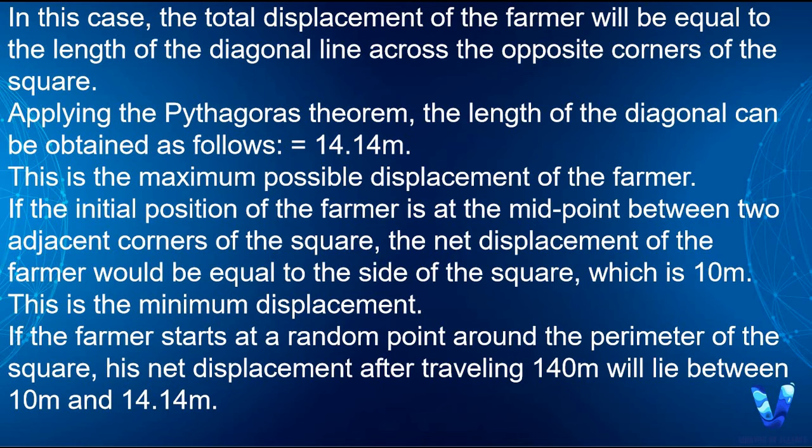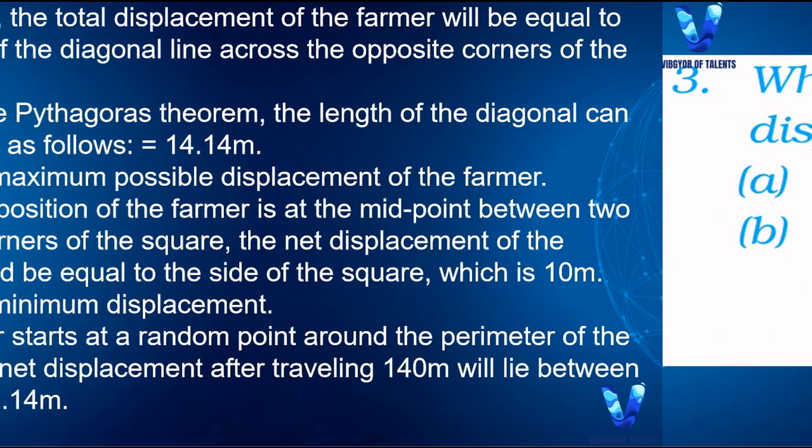If the initial position of the farmer is at the midpoint between two adjacent corners of the square, the net displacement of the farmer would be equal to the side of the square, which is 10 meters. This is the minimum displacement. If the farmer starts at a random point around the perimeter of the square, his net displacement after traveling 140 meters will lie between 10 meters and 14.14 meters. As I have said to you before, it's complicated, but if you listen carefully, you'll understand it. Hope you understood this problem.